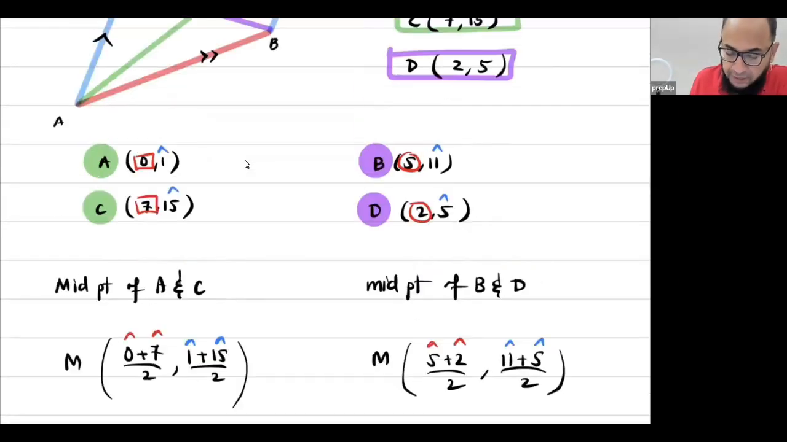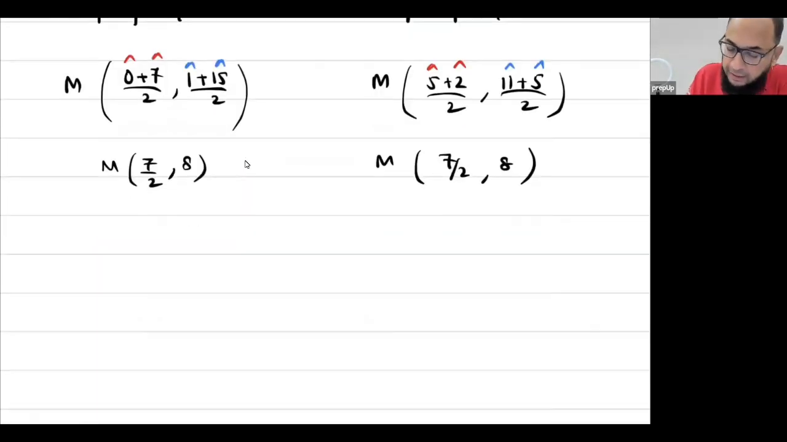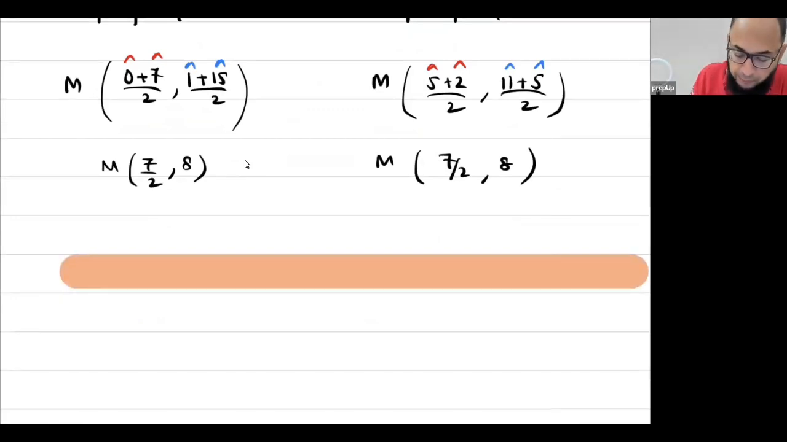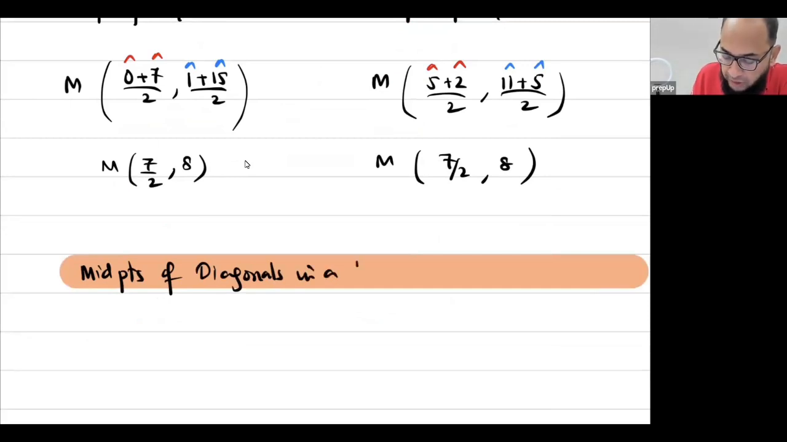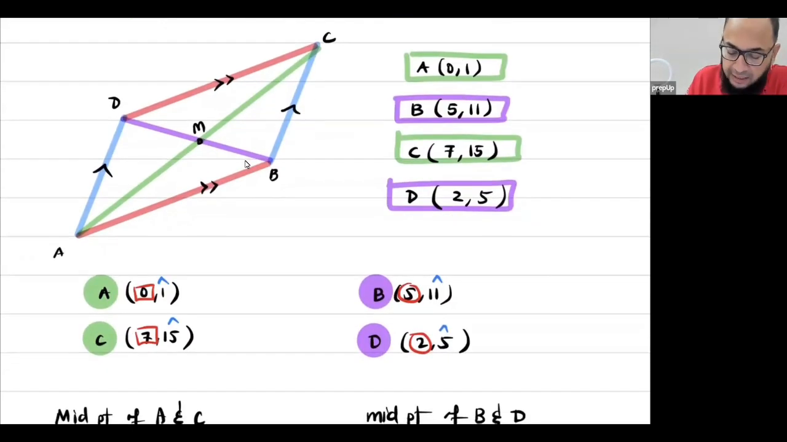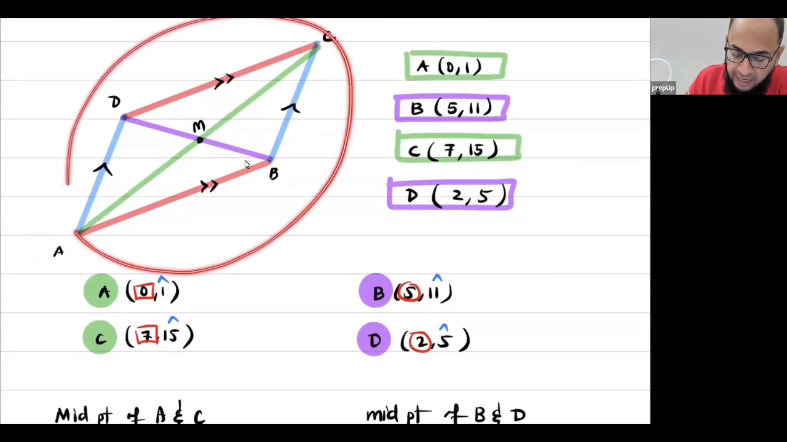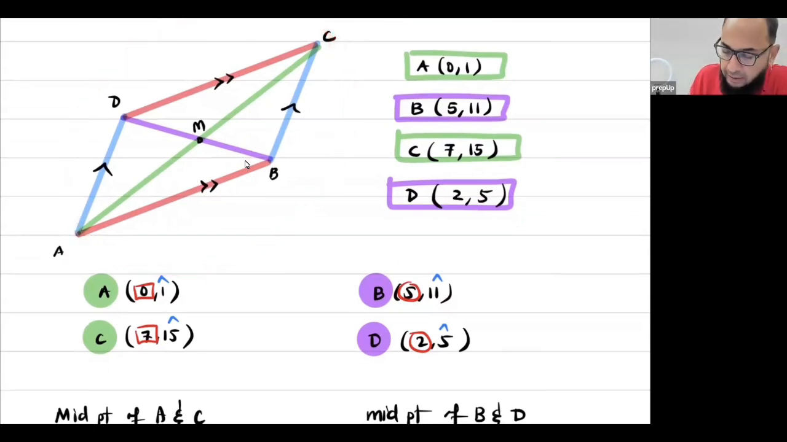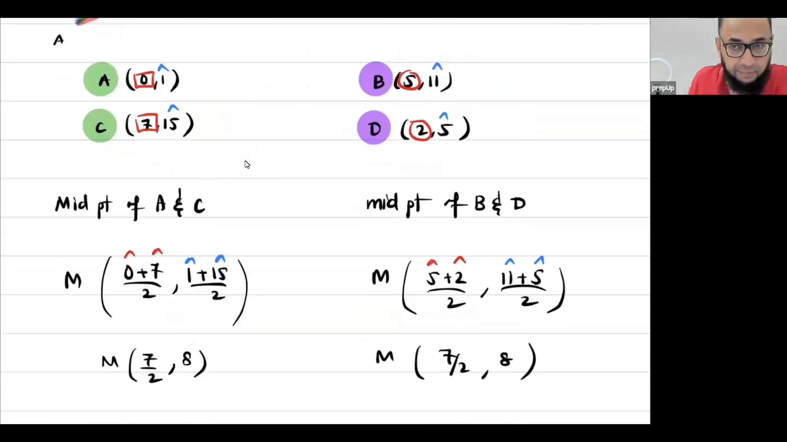So what have we proven? Let me make a big heading out of it: the midpoints of diagonals in a parallelogram are the same. If I have labeled it correctly, A, B, C and D, the first and the third are one diagonal, and the second and fourth are another diagonal. So the midpoint is the same.